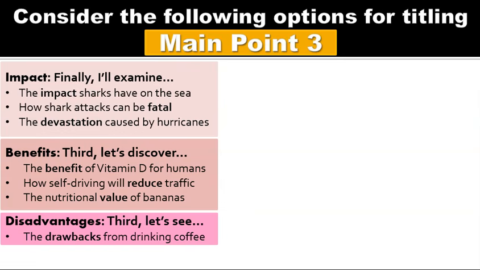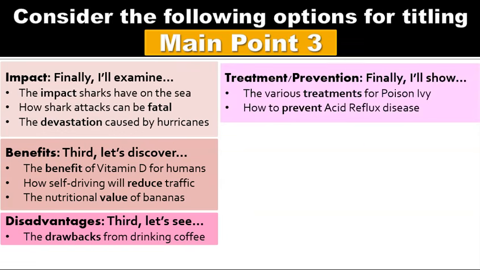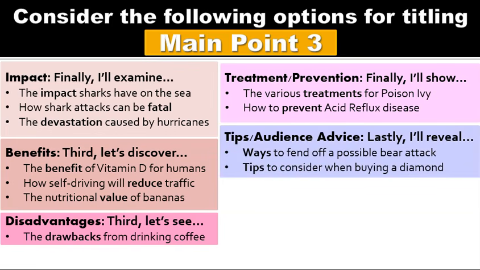Disadvantages. Third, let's see the drawbacks from drinking coffee. Treatment and prevention. Finally, I'll show the various treatments for poison ivy, how to prevent acid reflux disease. Tips and audience advice. Lastly, I'll reveal ways to fend off a possible bear attack, or tips to consider when buying a diamond.